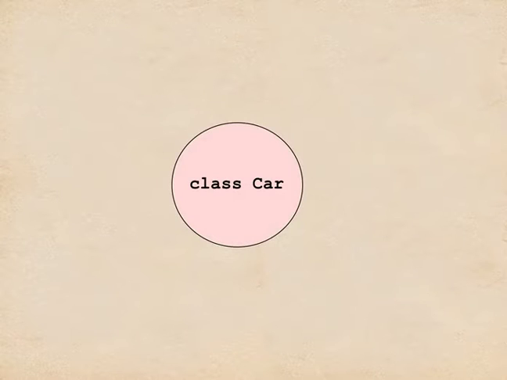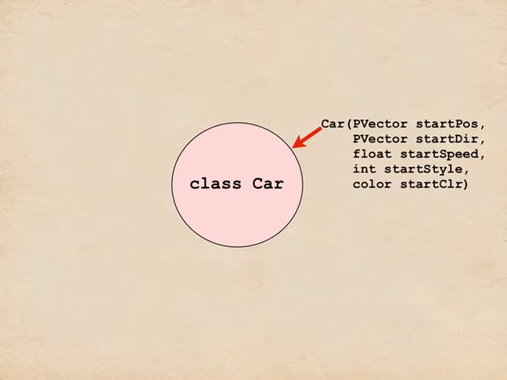So to recap, here's our class Car, and there are a few things that we expose to the world. The world gets to see the constructor, and of course the constructor takes 5 arguments. So far, those have corresponded one-to-one with instance variables, but now, well, maybe they do and maybe they don't.